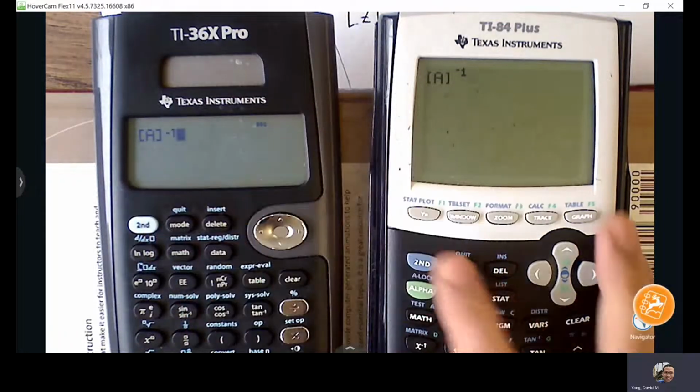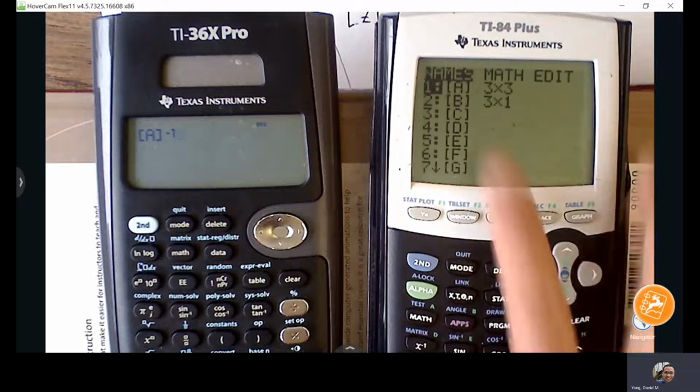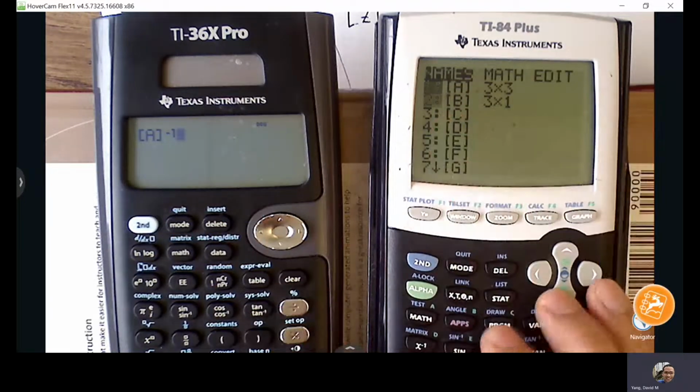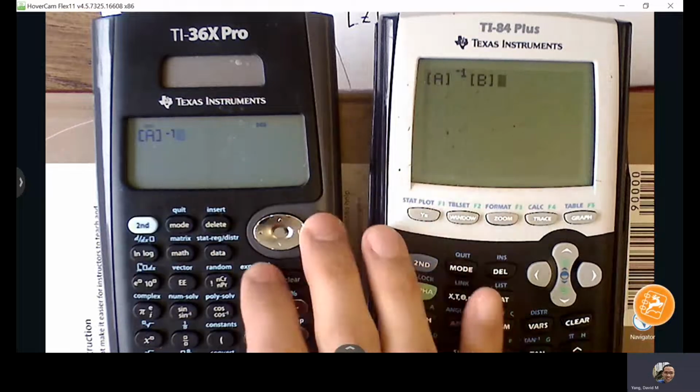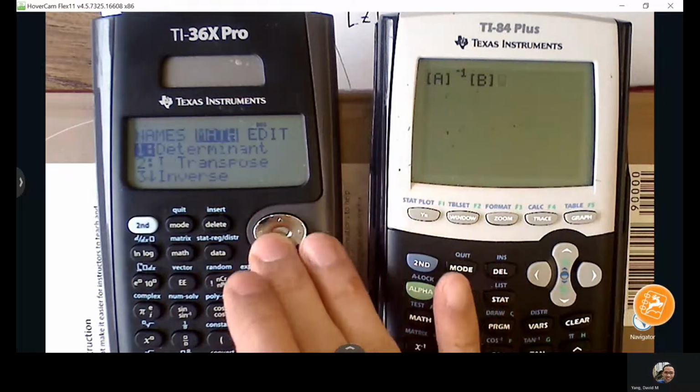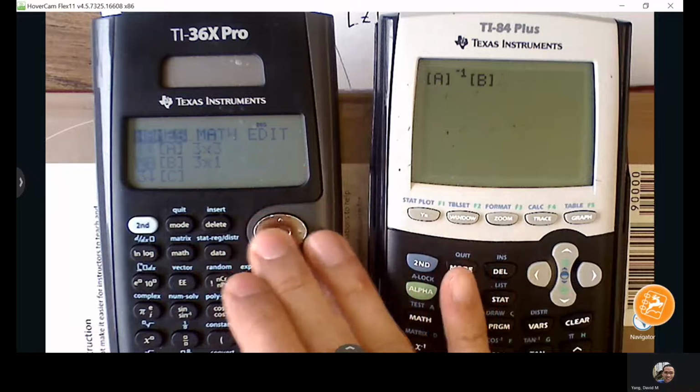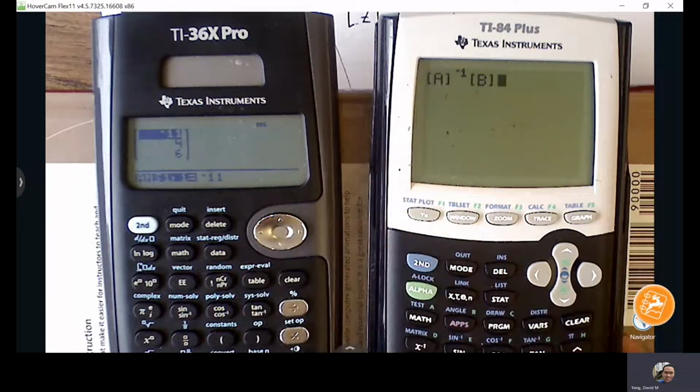Math inverse, that will pull up that inverse notation. Now call matrix B, so go to matrix name B, call matrix B here. Hit enter. And those are your X, Y, and Z values. -11, 4, and 6.